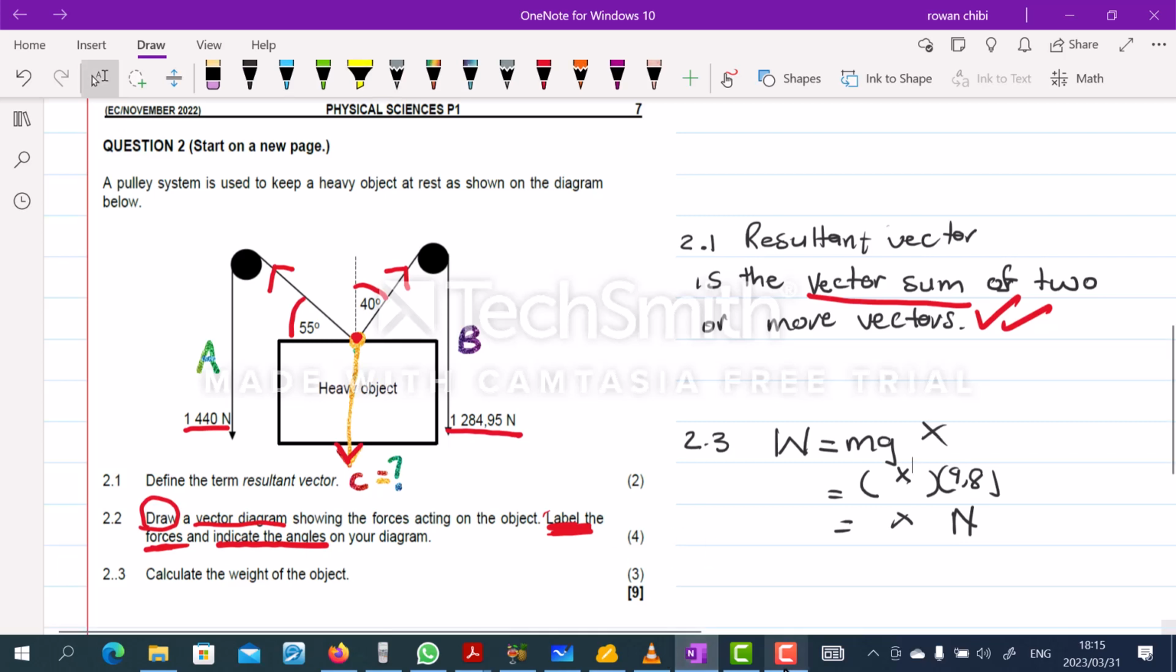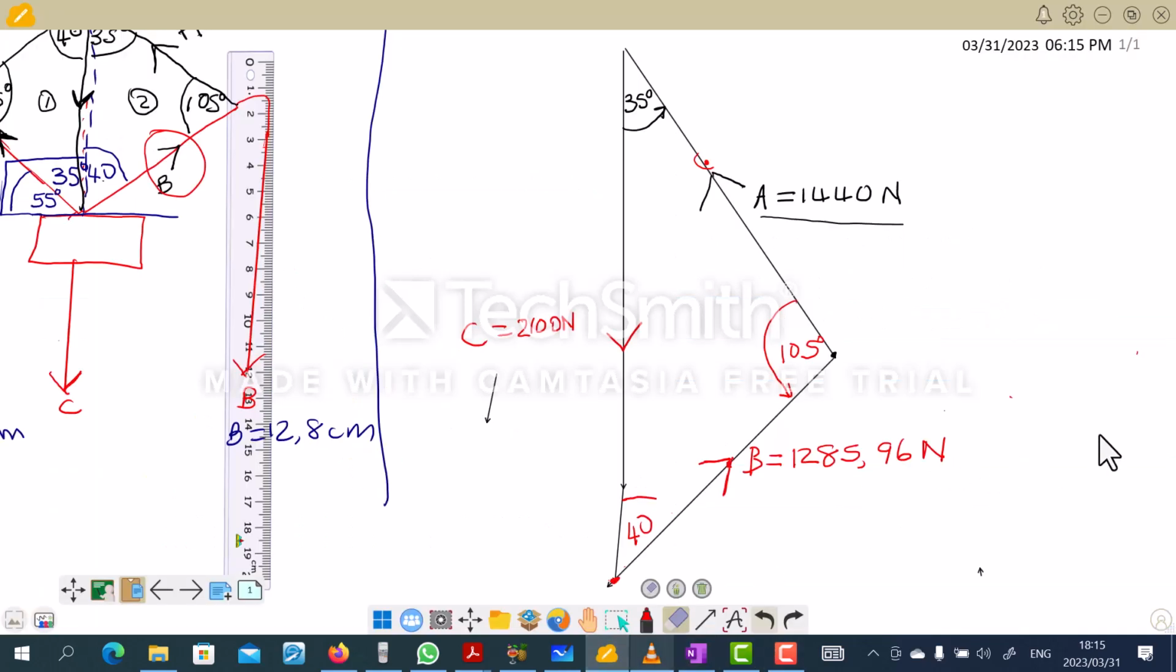So we have to go back to the diagram again. Let's go back to the diagram. To find the weight of that object, as you can see, this 2100 newton is the weight itself. But in question 2.2, they did not say we must determine the magnitude of vector C. They just said, let us draw the vector triangle. So let us assume that we did not know the magnitude of vector C. In this case, this is how you are going to find it.